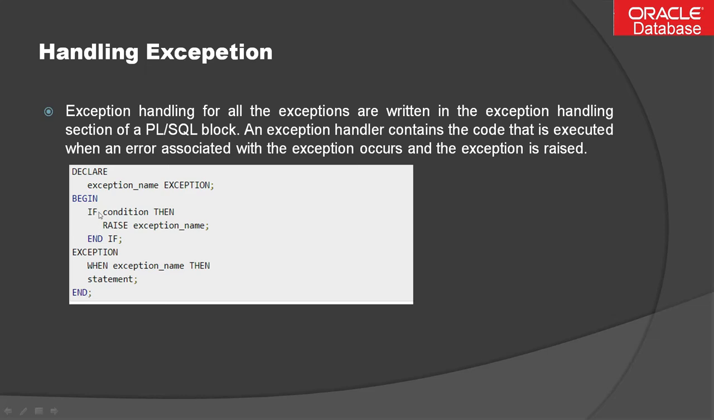Here in actual business logic, you have to check an if condition, which is an expression that can be either true or false. If your business logic executes based on a certain condition and it becomes true, then you can raise the exception defined in the declaration section. You have to use the keyword raise, and after that the exception name, whatever name you specify, and then your if ends over here.